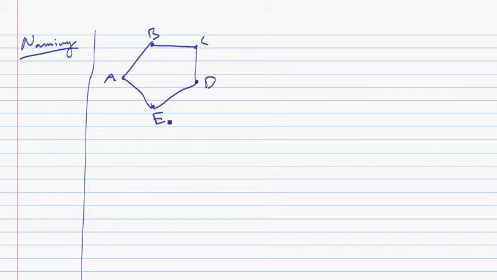Now we're going to name this guy, and naming is really easy. As long as you start at one point and continue all the way around in the order that they are in the polygon, you're going to be okay. So I could have A, B, C, D, E, and that is the name of this pentagon.